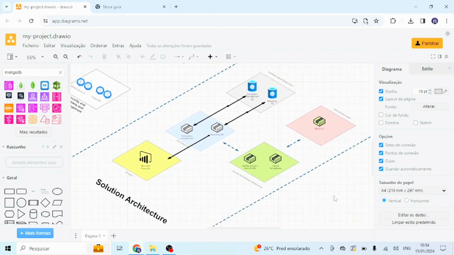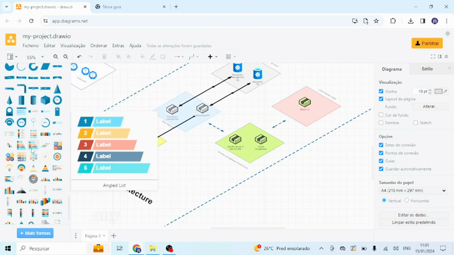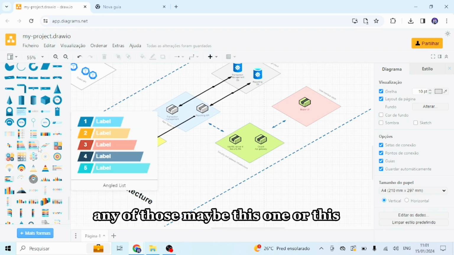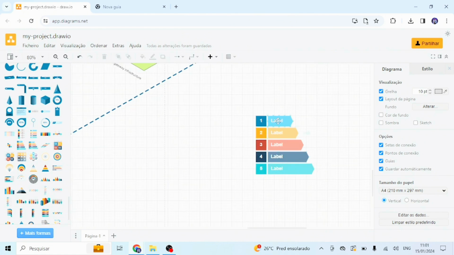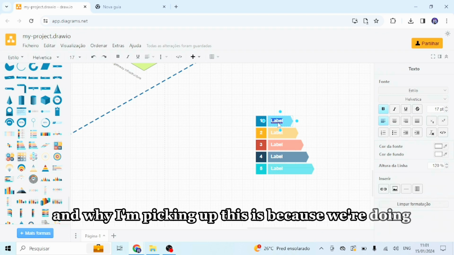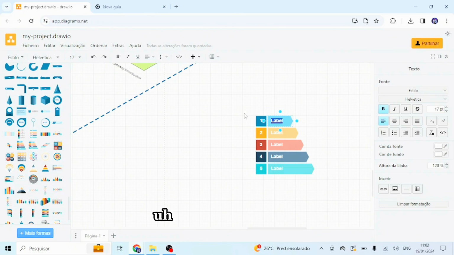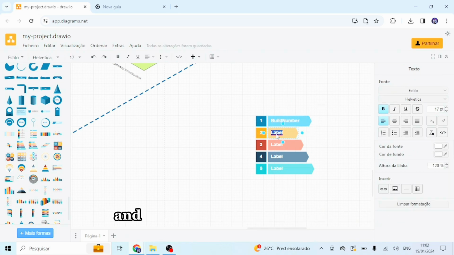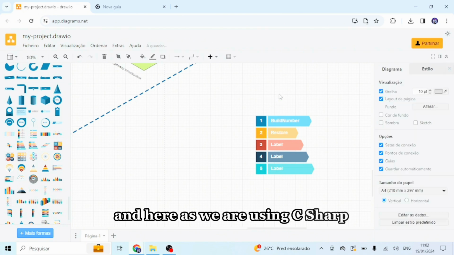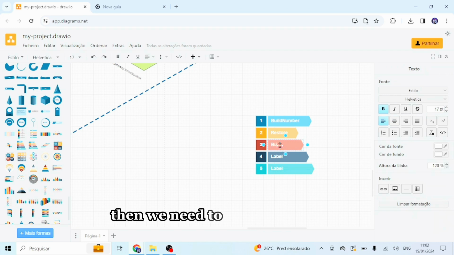Let me see. Here we can go ahead and pick up any of those, maybe this one or this one. I think this one. Okay. The reason I'm picking this is because we're now doing the DevOps pipeline. It's usual to see pipelines starting with the build number, right? Build number is kind of versioning or things like that. And here, as we are building a C# application, we need to restore the NuGet packages. Okay, then we need to build the solution.